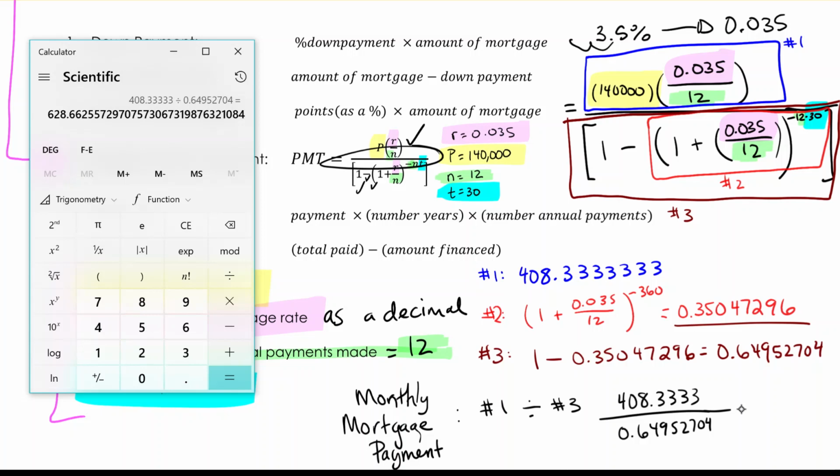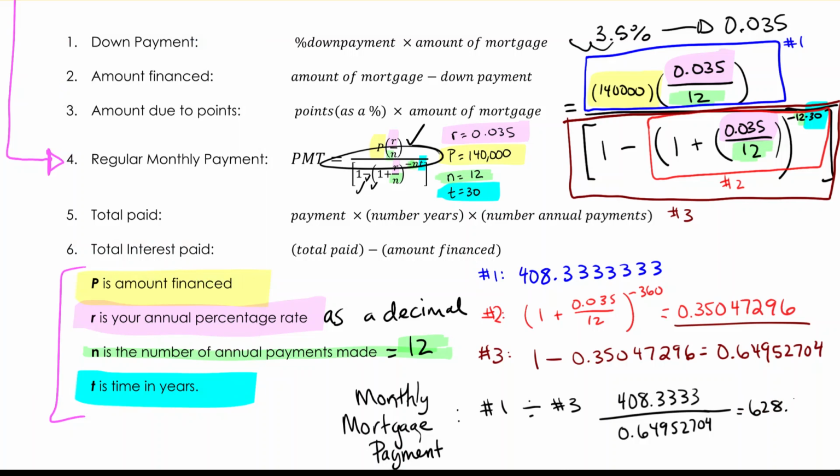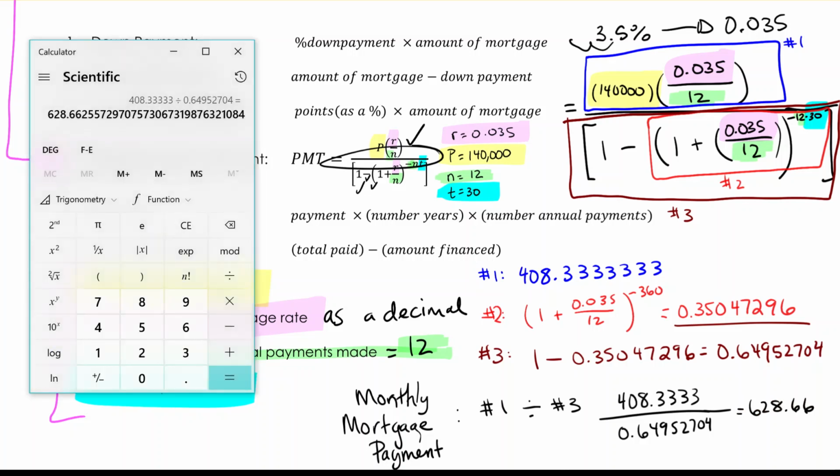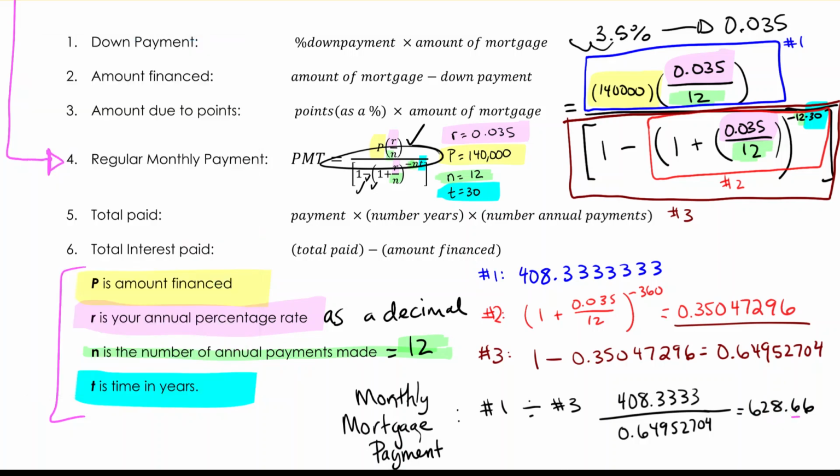And we get 628.66 if we rounded to the nearest cent. And remember that this problem told us to only write it to the nearest dollar. So rounding this, we'll have to look. If the number to the right of the decimal place is 5 or greater, you round up. So we should say our monthly payment is $629. If the number to the right of the decimal place is less than 5, you stay the same.